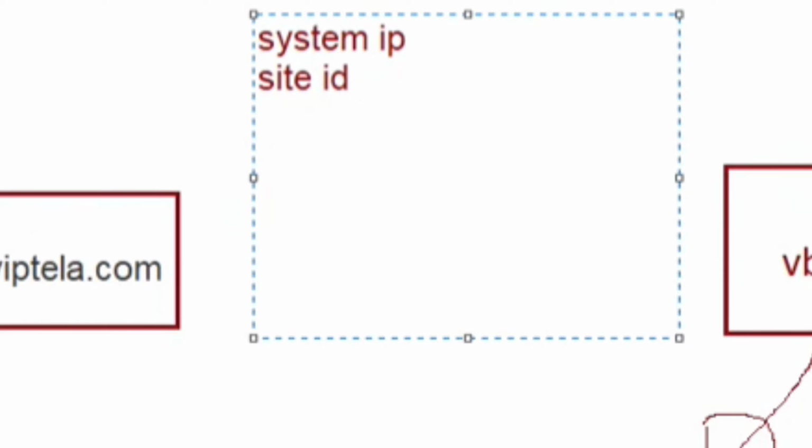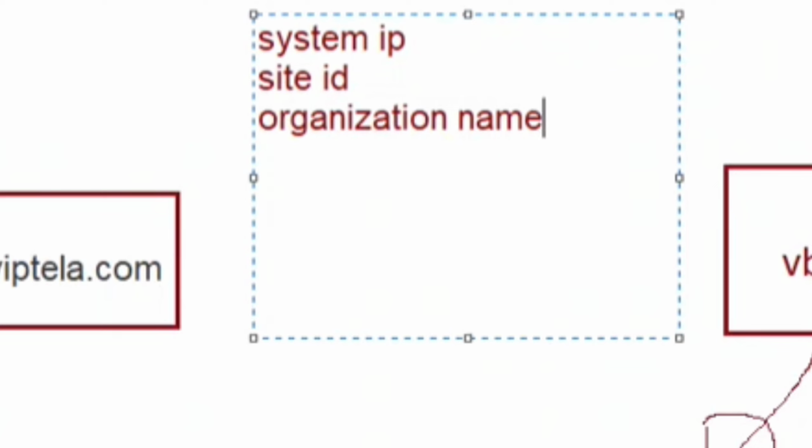Site ID is unique per site. If a site has 2, 3, 4 vEdges or cEdges, still the site ID will remain the same. That's how we can get rid of asymmetric routing. Otherwise, everyone is making connections with each other, and vSmart will be getting confused. Clear, guys? Yes.